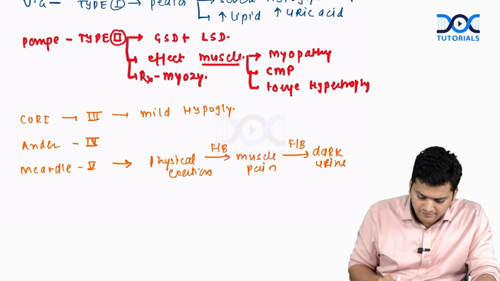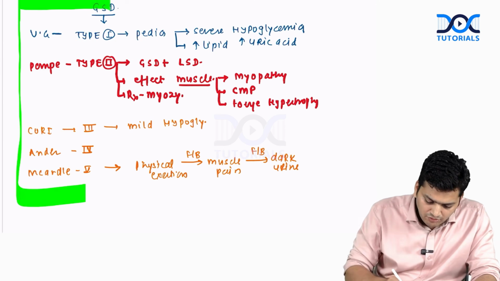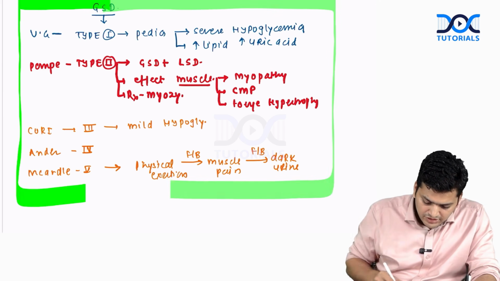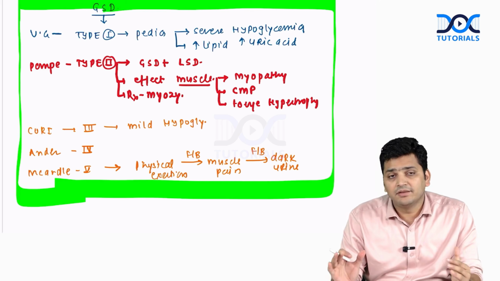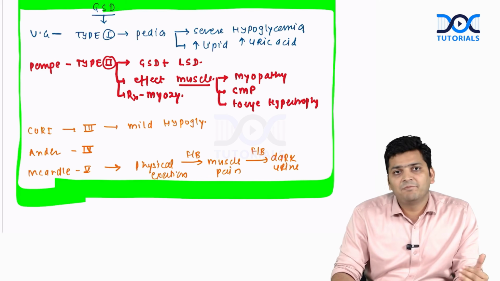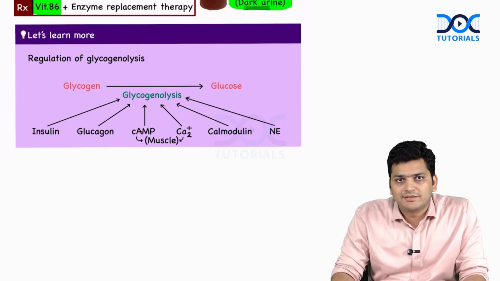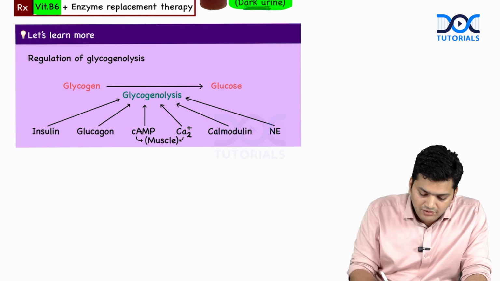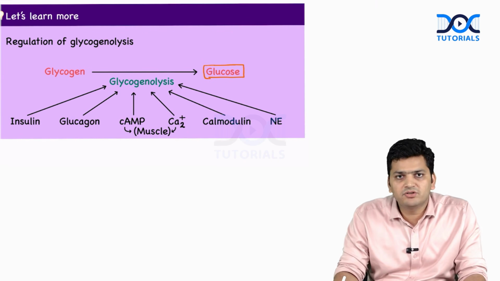This is McArdle. So these are the hints which are there for the diagnosis of the various glycogen storage diseases. This is how the glycogen is metabolized, the glycogen synthesis and the glycogenolysis also. Let's understand the regulation of glycogenolysis. How the breakdown happens. We know that the product of glycogenolysis is glucose. When you cut the glycogen, the ultimate product is glucose.